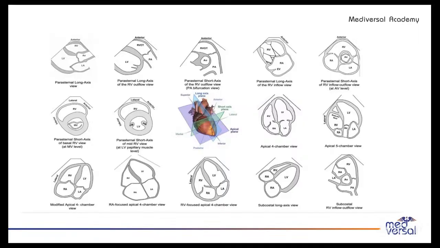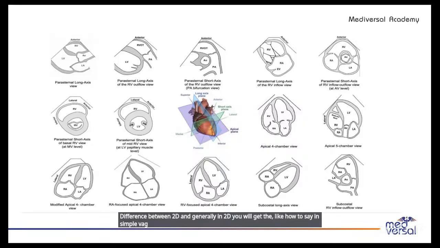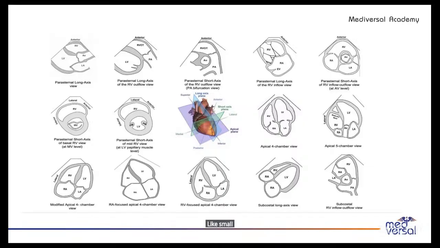Difference between 2D and M mode. Generally, in simple terms, in 2D you'll get the four chambers of the heart. In M mode, you'll get a barcode-like pattern of small lines. M mode, we call it motion mode.